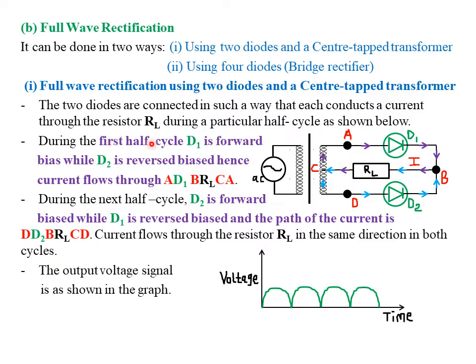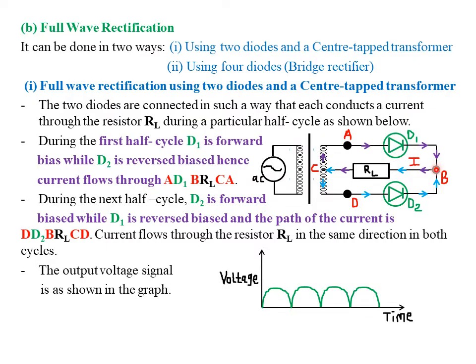During the first half cycle, the diode D1 is forward biased, whereas the diode D2 is reverse biased. Hence, the current flows from point A through the diode D1, through point B, through the resistor load RL, through point C, then back to the starting point, point A. During the first half cycle, point A is positive. Therefore, the current will flow from point A through the diode D1, which is forward biased, then through the junction, which is point B.